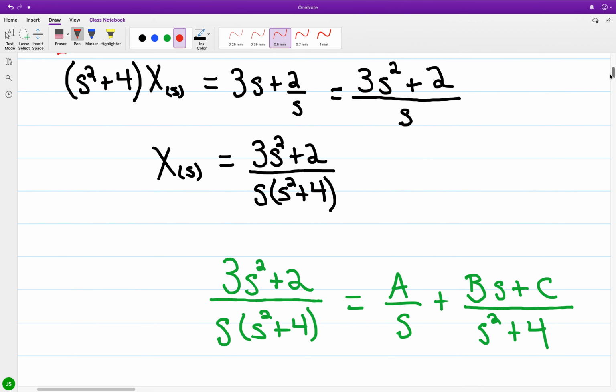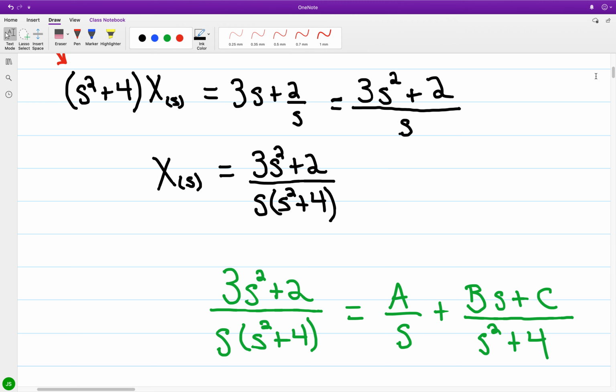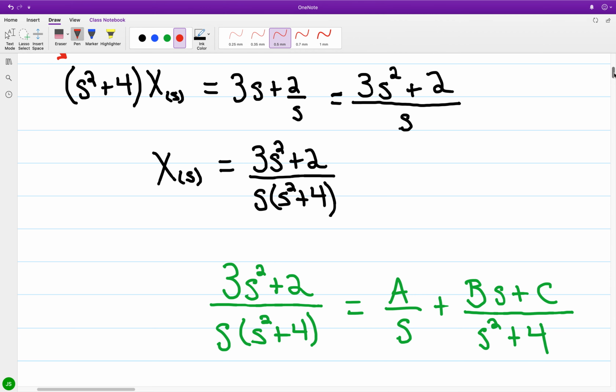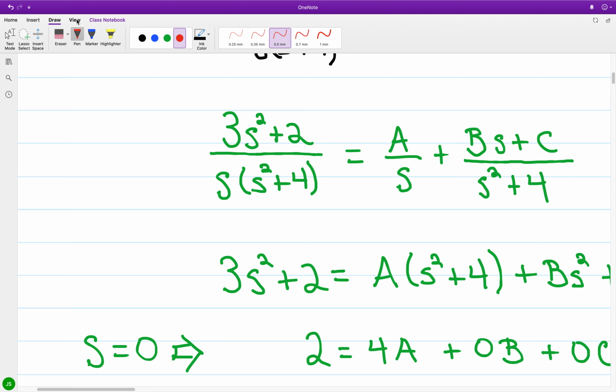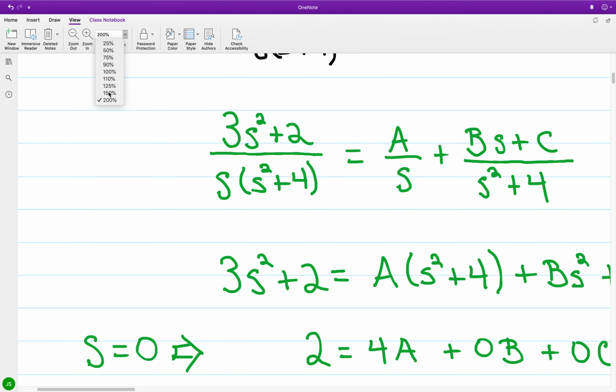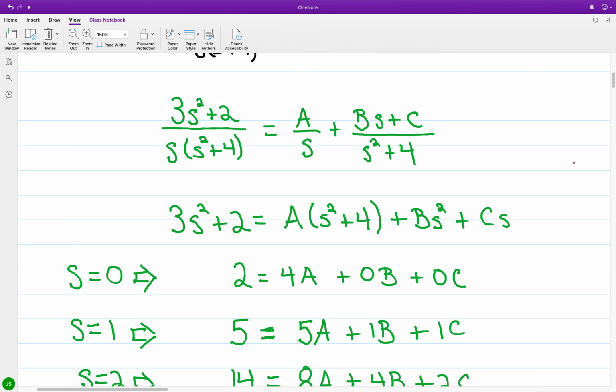And setting things up along the lines of partial fraction decomposition, for this ratio we have a linear factor in the denominator with s and a quadratic factor in the denominator with s squared plus 4. So I have A over s plus the ratio Bs plus C all over s squared plus 4. Again, we're maintaining a 1 degree difference between the factors in the denominator and what we have in the numerator. And taking what we have and clearing out fractions, I have 3s squared plus 2 is equal to A times the quantity of s squared plus 4 plus Bs squared plus C times s.